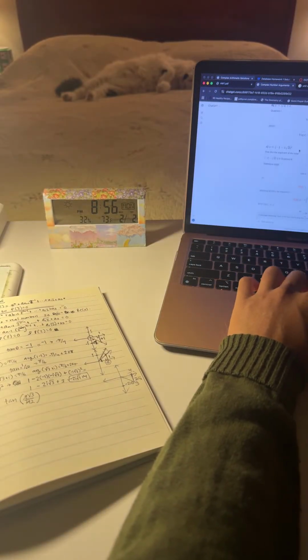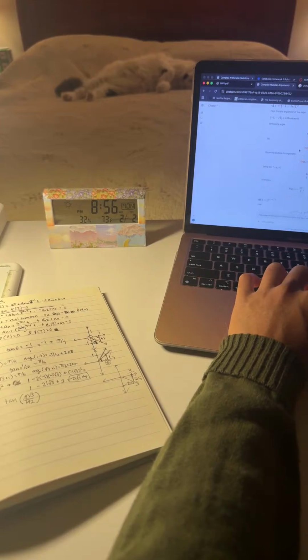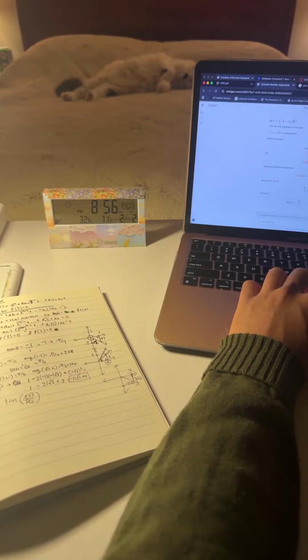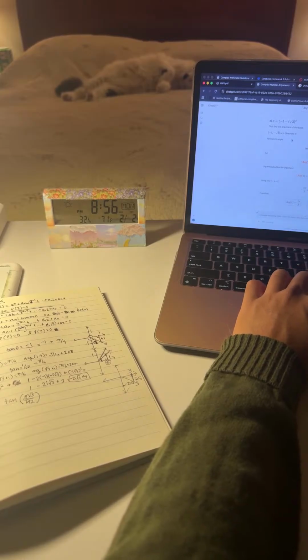Just gotta make sure I'm doing this right. What? They didn't FOIL it or anything? Why did it just ignore that square over there? Oh my god.